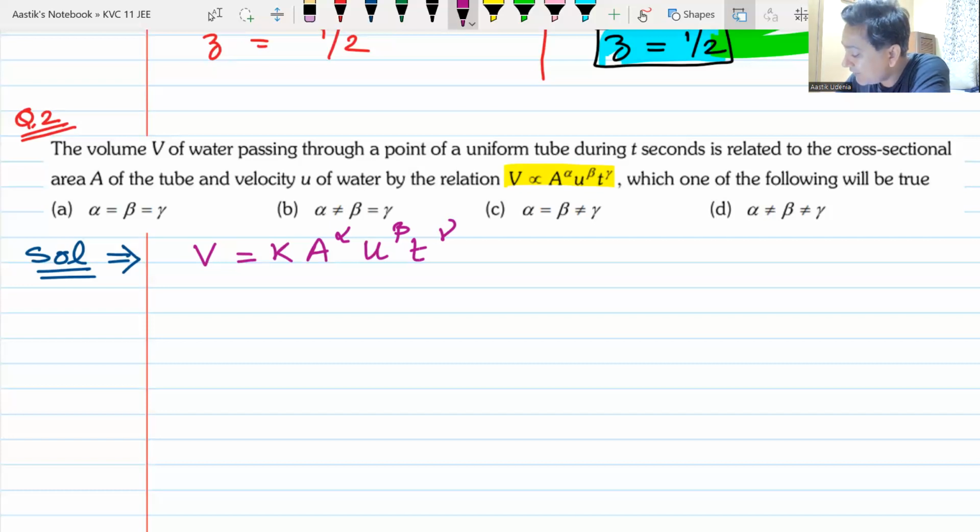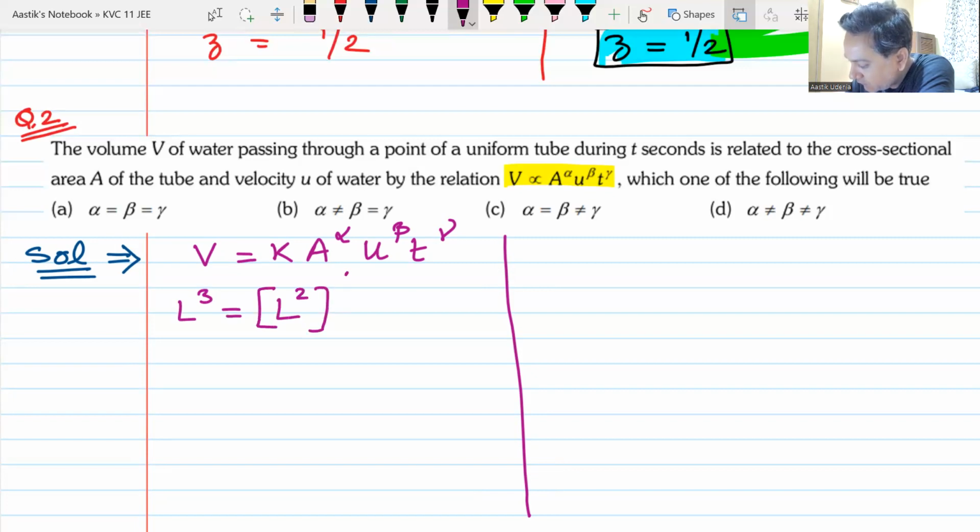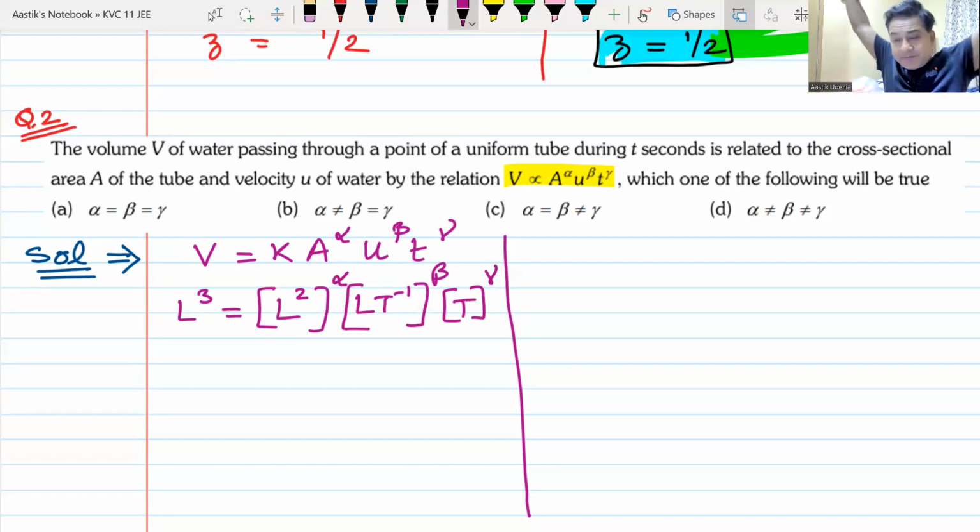And the next step is definitely getting the dimensions. L cube is equal to area, which is L square, raised to the power of alpha. U is velocity, Lt minus 1 raised to the power of beta. T is time, T raised to the power of gamma. Do we understand this? Everyone got to this part? Yes or no? Yes.